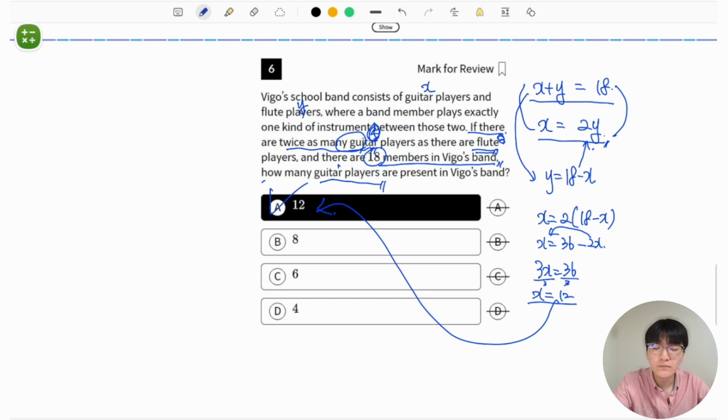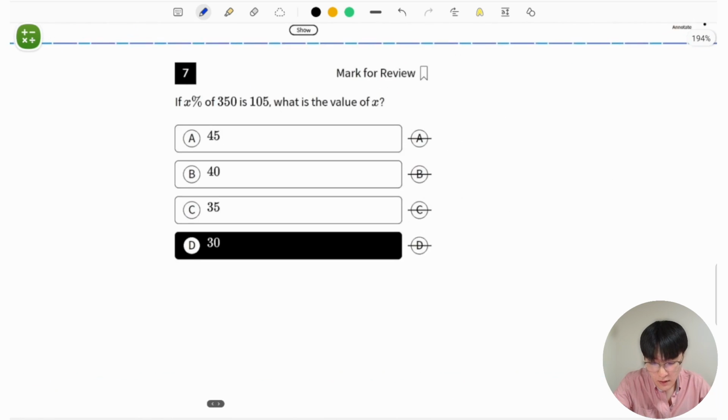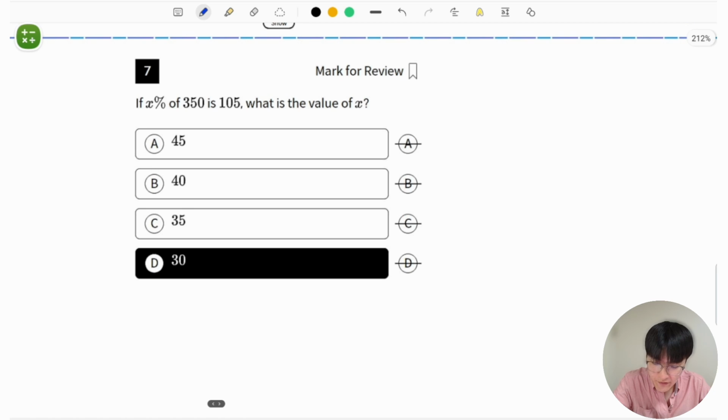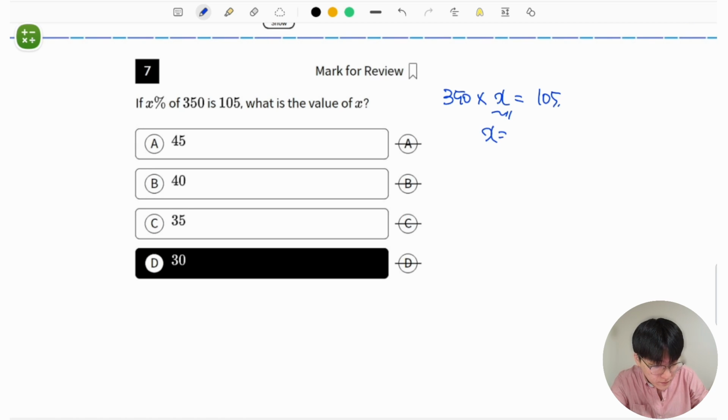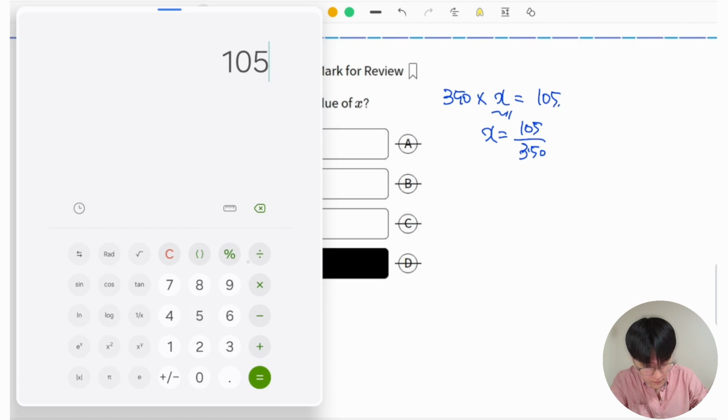Okay? If X% of 350 is 105, what is the value of X? So, 350 times whatever value is equal to 105. Now we want to find this value, and it is a percentage value. So let's actually just figure this out. That is the equation that we get. And that is equal to 0.3.